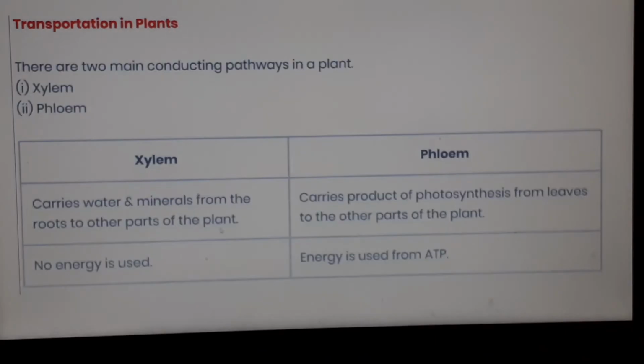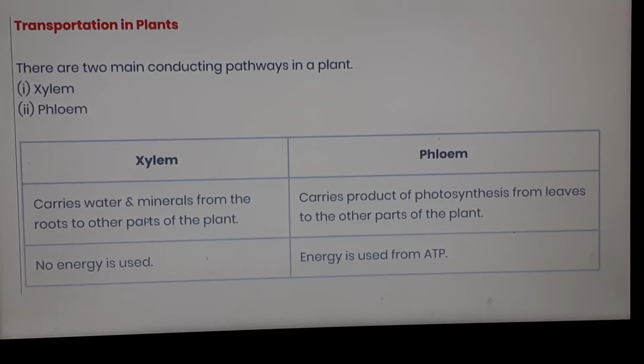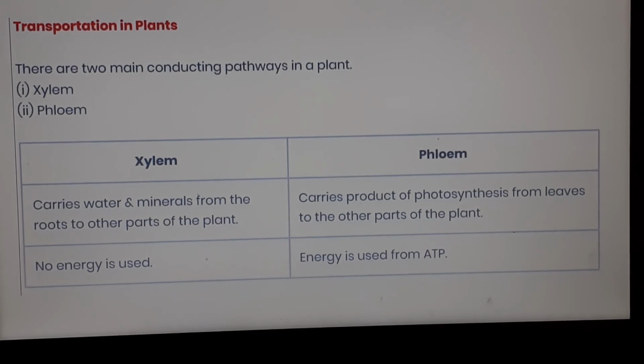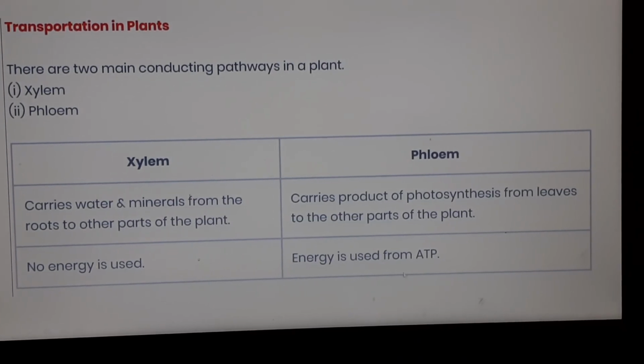Xylem carries water and minerals from roots to other parts of the plant, whereas the phloem carries the byproduct of photosynthesis. What is the byproduct of photosynthesis? That is glucose, sucrose molecules. These are given to different parts of the plant. This is done by phloem. Here no energy is required in the xylem when we are carrying water and minerals from root to stem and leaves, whereas in the phloem the energy is used from ATP.